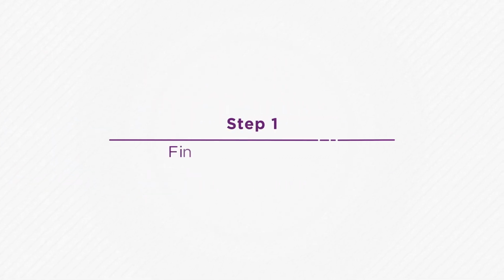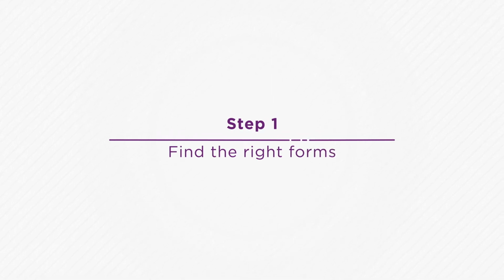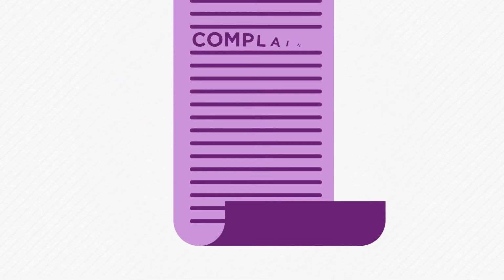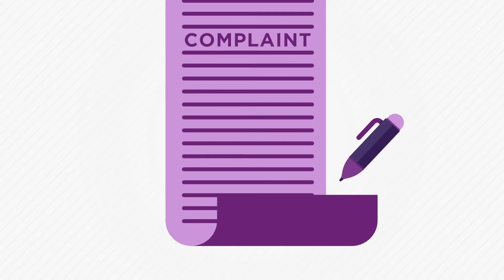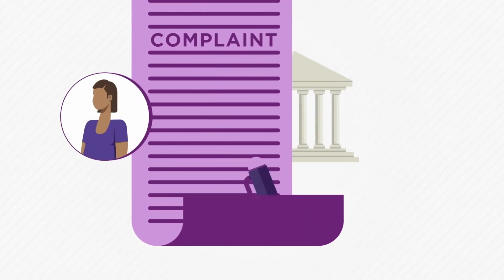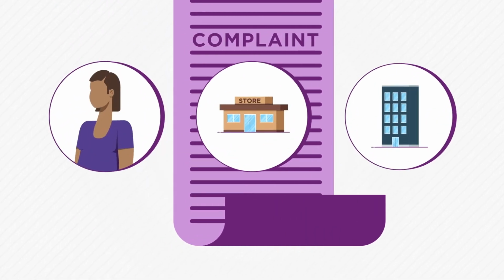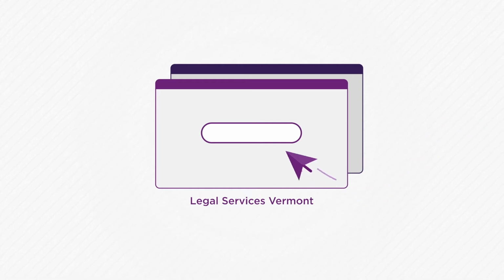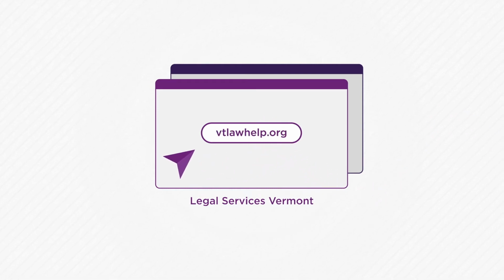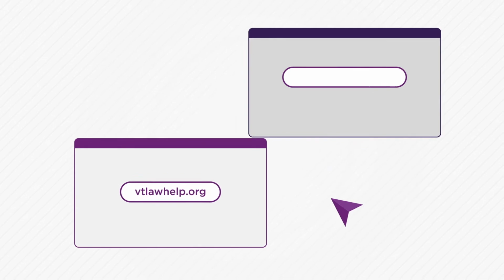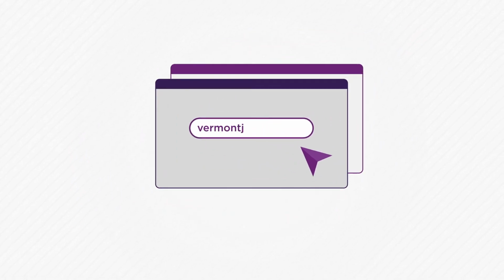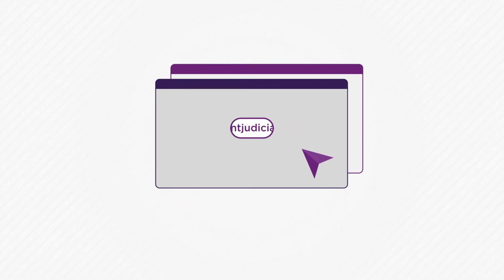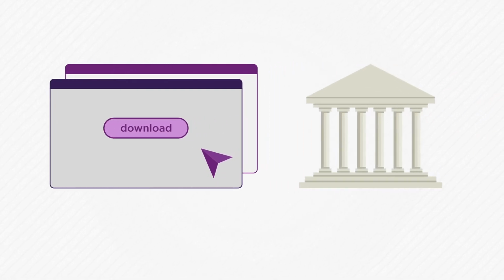Step 1. Find the right forms. Most court cases start with a complaint. That's a written statement of what you want from the court and the other person, business, or organization. You can find the right complaint form on the Legal Services Vermont website at vtlawhelp.org or the Vermont Judiciary website at vermontjudiciary.org. Download the form or get a paper copy from your local courthouse.